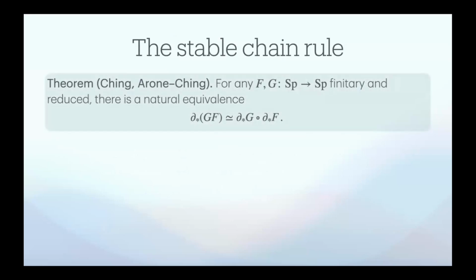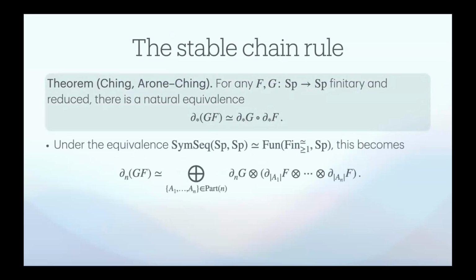So then in the stable setting, there's a result, first proved by Ching and then with a different proof by Arone-Ching later, namely that if we have two functors that are finitely reduced, then there's an equivalence like this. So this is a nice way of stating the Faà di Bruno formula in this case. And under this equivalence between these functor symmetric sequences that I mentioned and the actual symmetric sequences in spectra, this really becomes the Faà di Bruno type formula.